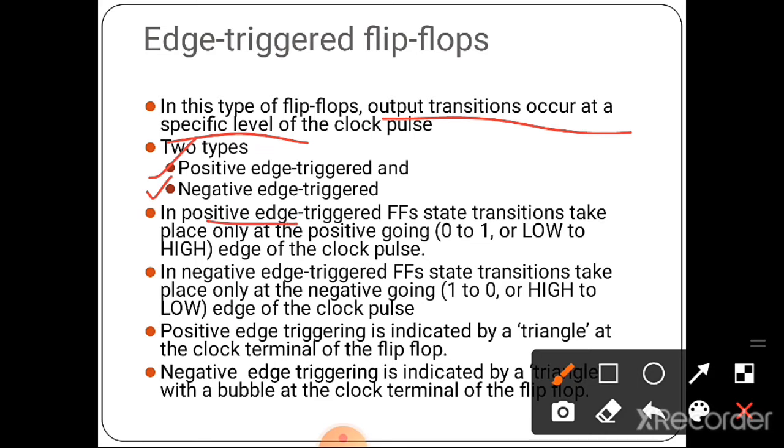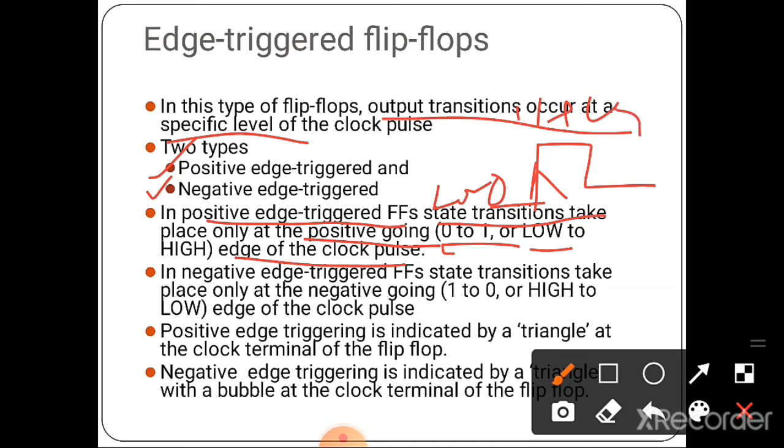In the positive edge triggered flip-flop, the state transition takes place only at the positive going edge of the clock pulse. That is, if this is a clock pulse, then the transition takes place only on the positive edge of the clock pulse, that is 0 to 1, where 0 represents low and 1 represents high. During that time only, the state change takes place from one state to another state.